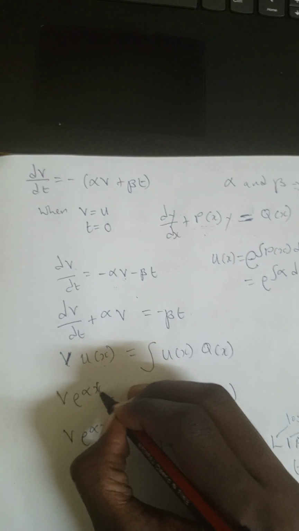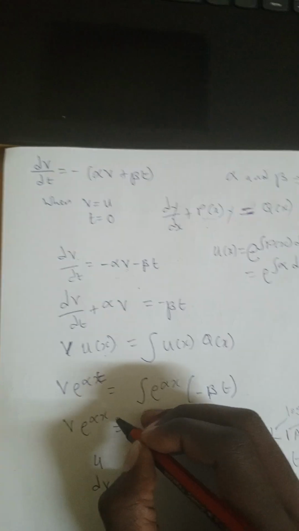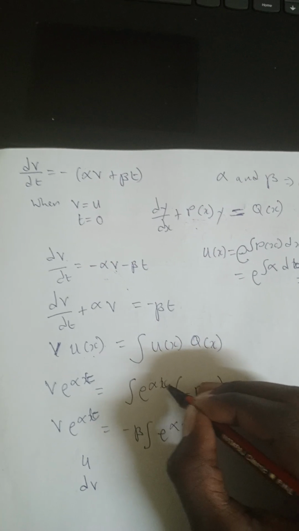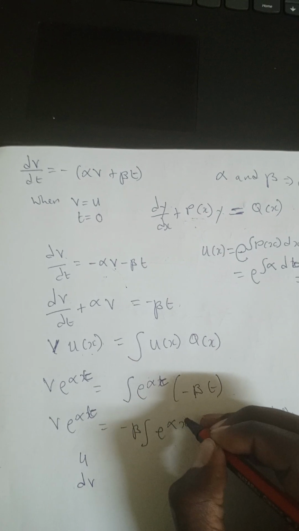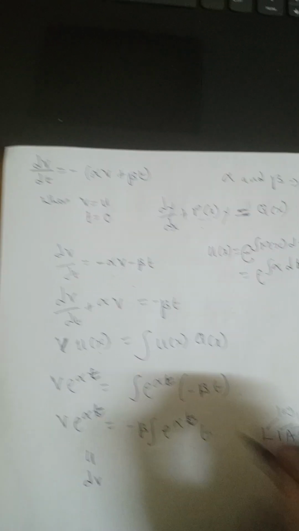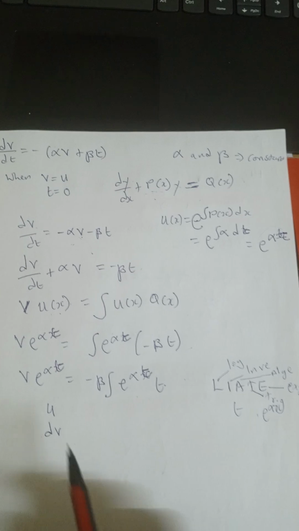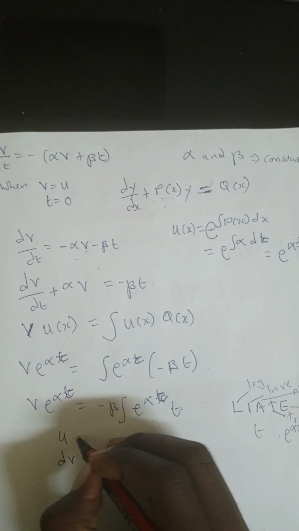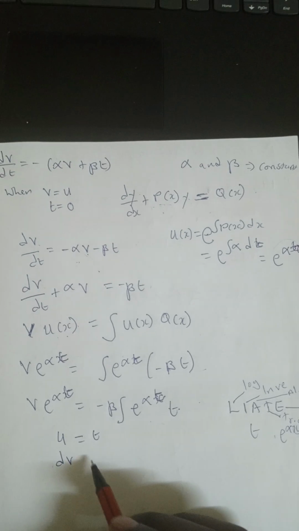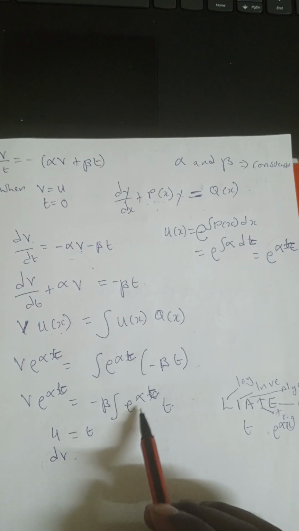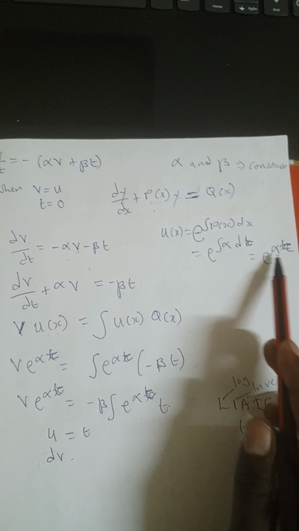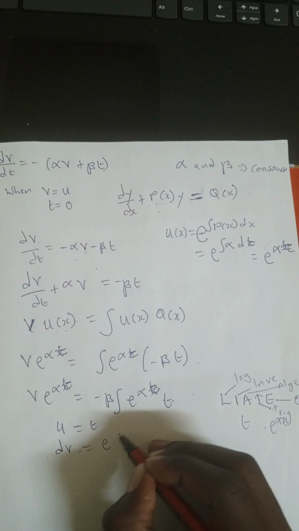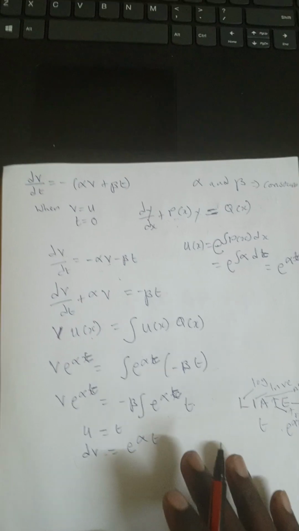Let's just make that correction. This is going to be t as well. It's the same thing here. It's going to be t. Now, what is our u? Our u is t. Our u is equal to t. Now, our dv is equal to the exponent of alpha multiplied by t.